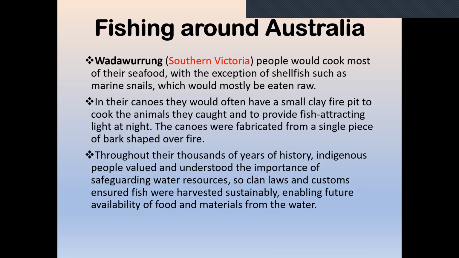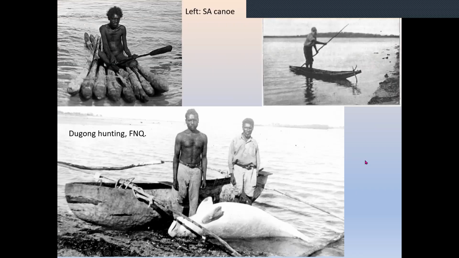So they had clan laws, and they had customs where they ensured the fish were harvested sustainably. There was no such thing as overfishing. So here we have, on the left, a South Australian canoe. And this one here, oh, that's from Southeast Australia, a bark canoe.